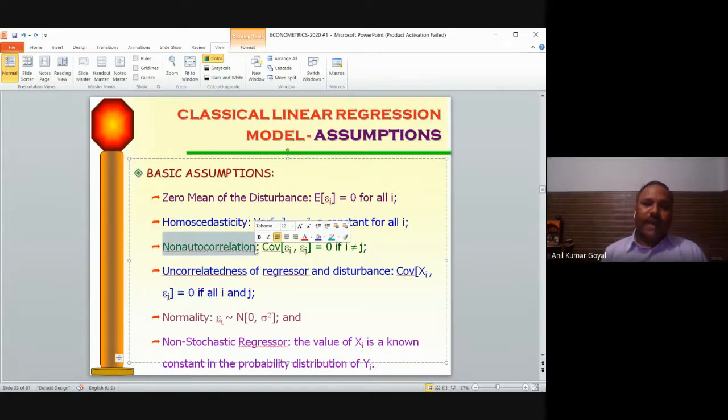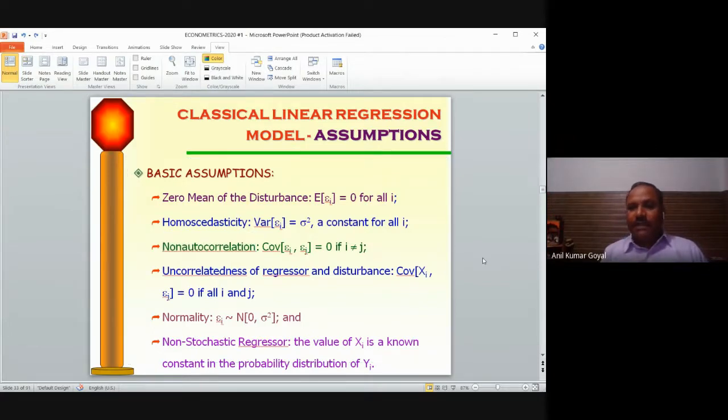Non-autocorrelation. Okay, can anybody tell me what is the meaning of autocorrelation? We have time only for today. Otherwise, autocorrelation is a separate chapter. Do you know the meaning of autocorrelation? Anybody? No? Okay. When we talk about the prices of share, can we say that today's price is dependent on yesterday's price and tomorrow's price will be dependent on today's price? Can we say?